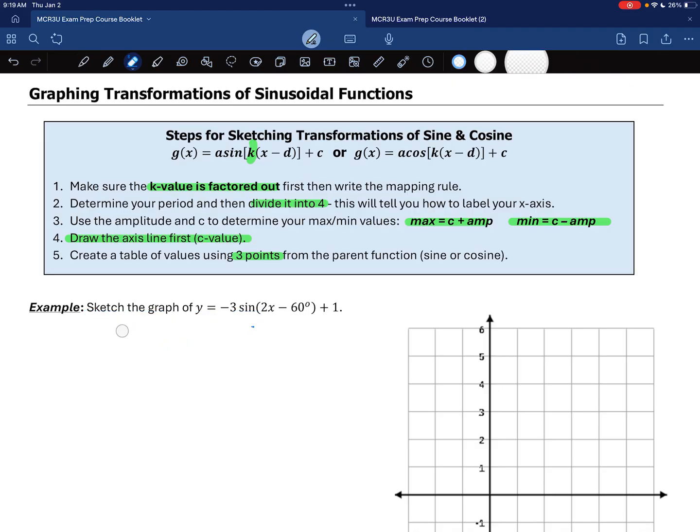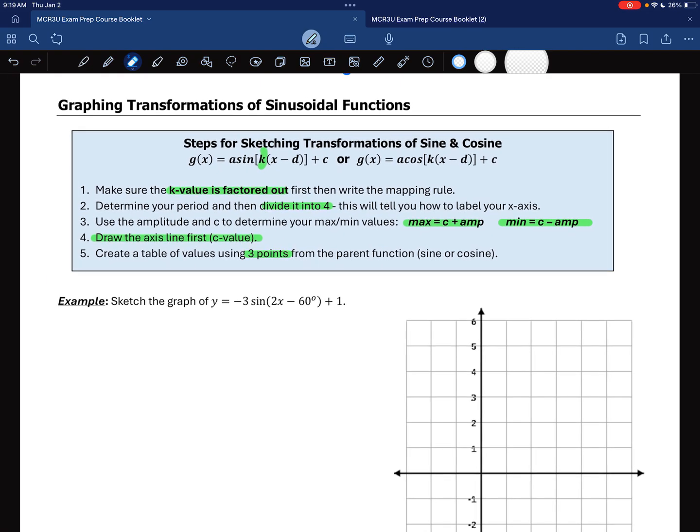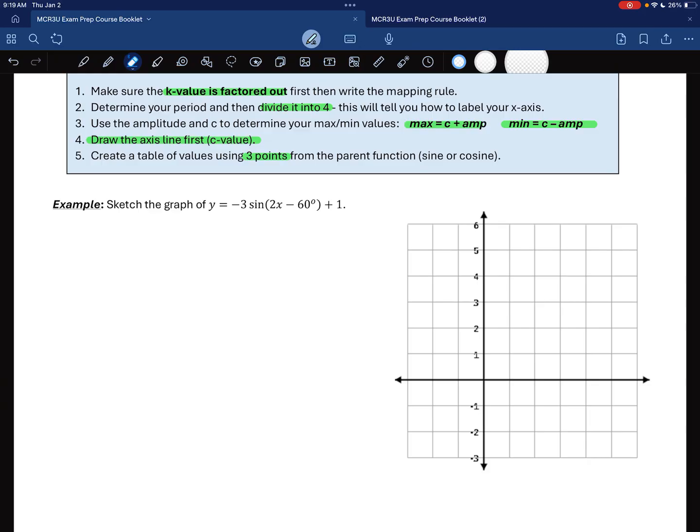So let's graph this one. First thing I'm going to do is make sure the K value is factored out. So I'm going to take out that 2, and that gives me x minus 30. Now I can see the proper phase shift. So I'm going to go through and figure out what the period is. That K value is a horizontal compression by 1/2. So I know my period is 360 divided by 2, which is 180 degrees. So when I go to do my scale, I'm going to take 180 and divide it into 4 pieces. So that's 45.